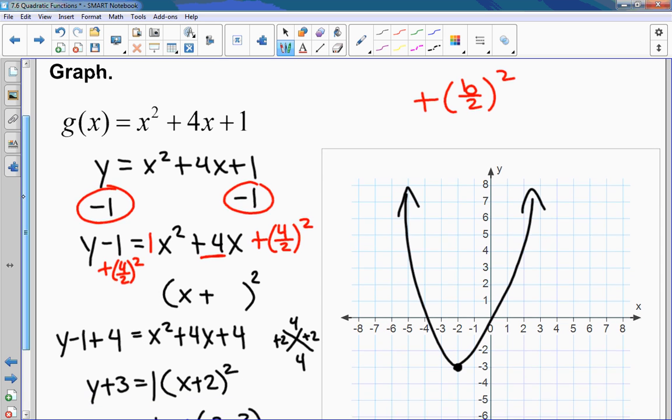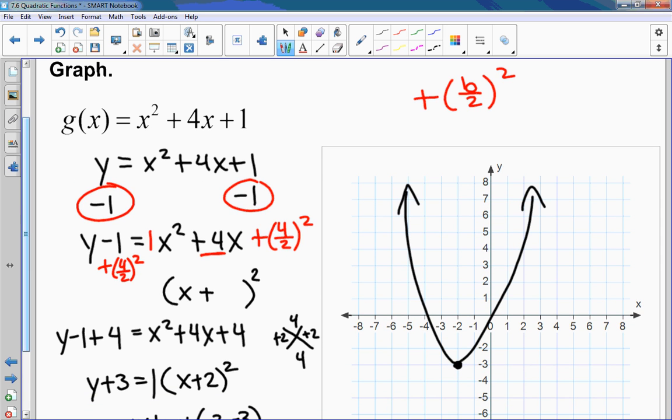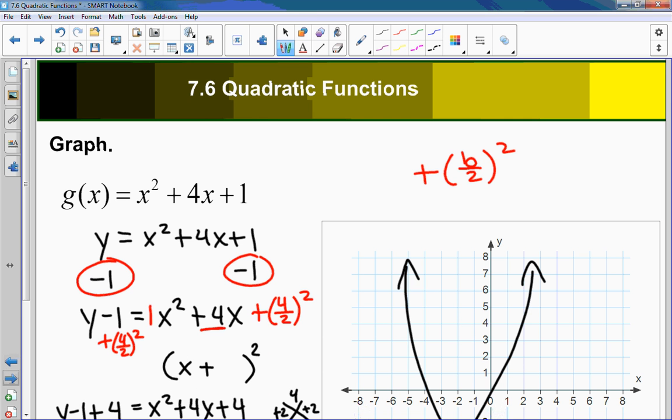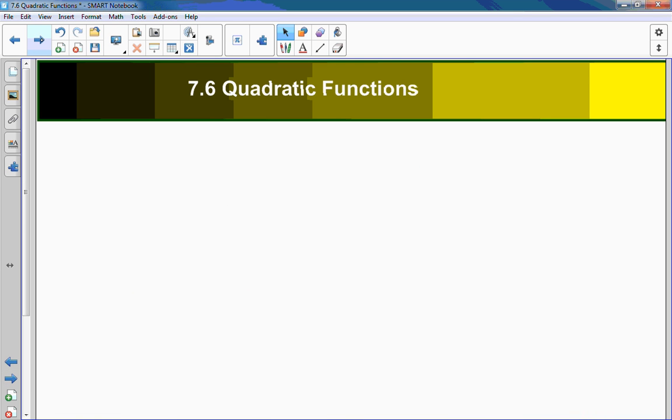Okay, now I understand that this is going to be a very long process if we have to do this every single time, instead of just having the equation perfectly set up for us, like on number 6. We might get problems like this, where it says x squared plus 4x plus 1, and it's going to be a long process to complete the square every single time. Lucky for you, I'm nice, and I'm going to give you guys a shortcut.